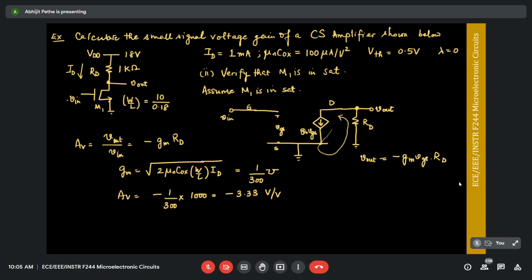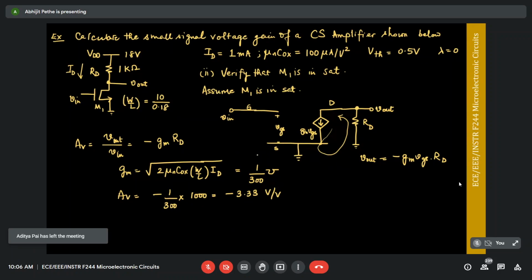And if I give a 10 millivolt signal at the input, I'm going to get a 30 millivolt signal at the output. So how do I verify if M1 is in saturation? What is the condition to check to prove that M1 is in saturation? Vin and VGS are different. Remember, VGS is the DC voltage that is connected. Vin is the small signal AC voltage. So, yeah. VDS should be greater than V overdrive.